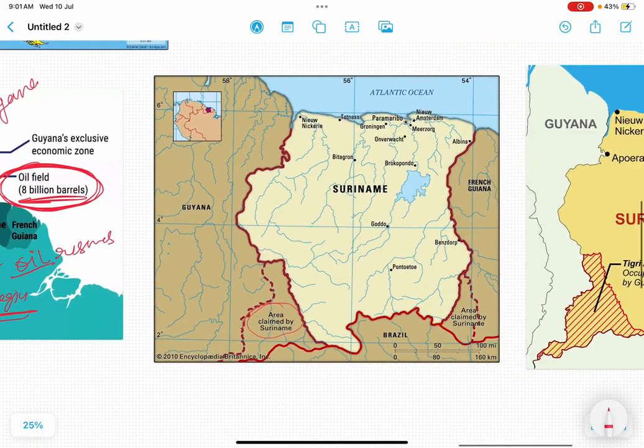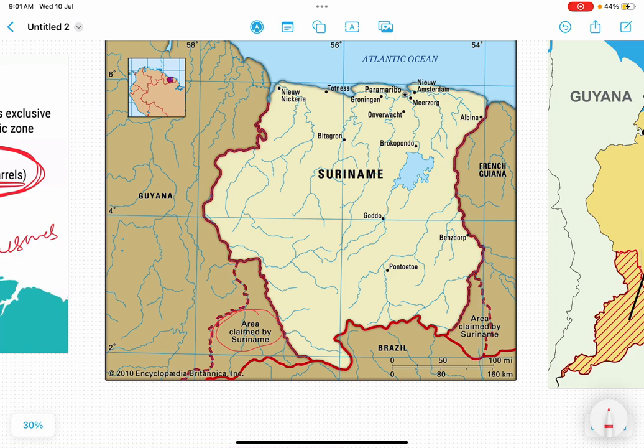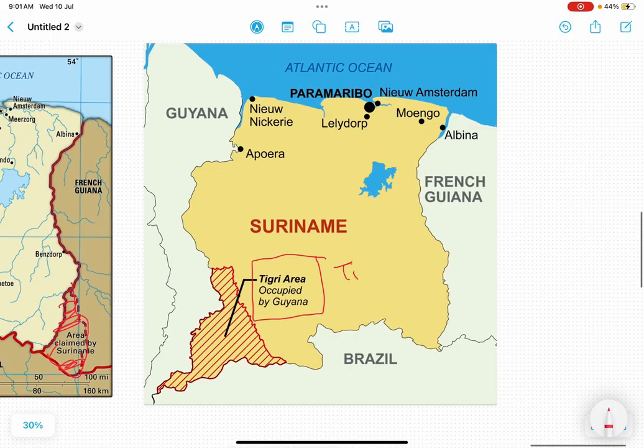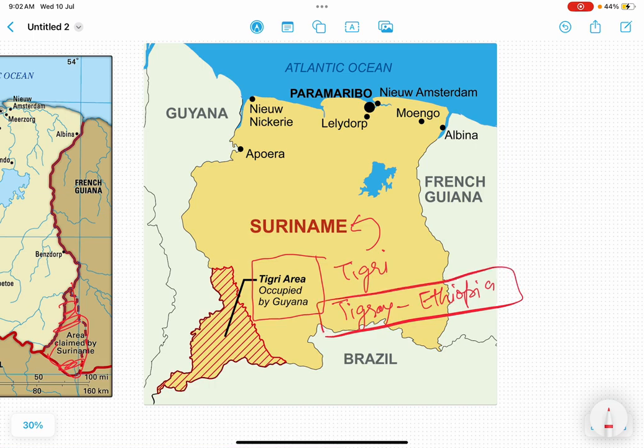So there is another conflict in the region, that is of Suriname, and it is of this region and this region, both of these regions, as you can see, this region and on the bottom side this region. Another map that will help you to understand is this region is called Tigre region. So you can remember, Tigre is for Suriname and Tigray that we studied in the last video is for Ethiopia. Do not confuse Tigray and Tigre. Tigre is for Suriname.